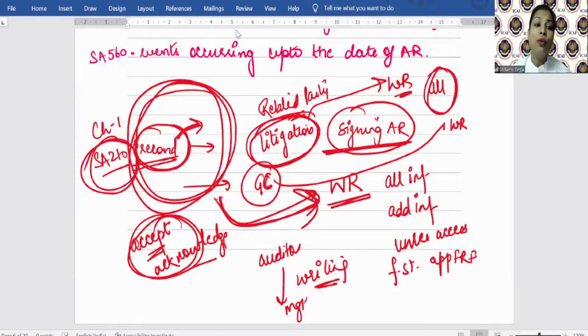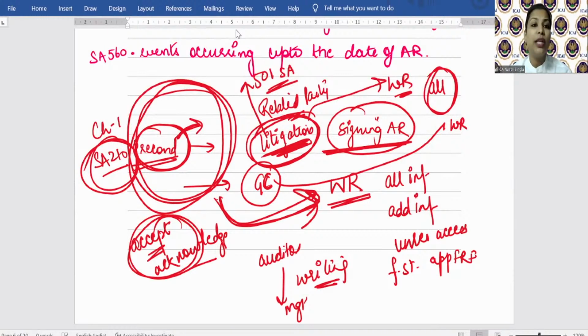ठीक है? Now see, for example, with respect to litigation, today we will be covering SA 501 also. So there you will see that SA specifically asks the auditor. There is a responsibility on the auditor in terms of SA 501 that with respect to litigation, auditor please obtain written representation. है ना? तो ऐसे 580 says that auditor may obtain a written representation if it is mentioned in the SA or otherwise also.